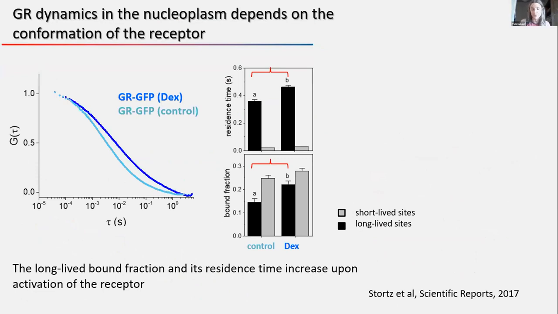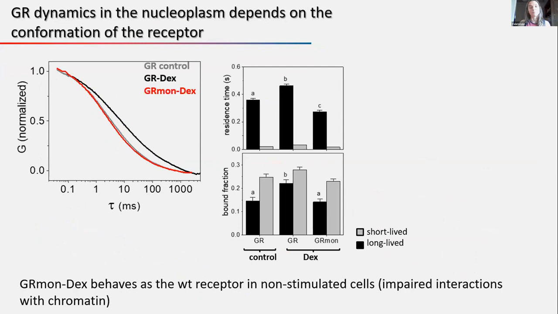So what happened with the monomeric version? Well, you can see here that the autocorrelation curve of the monomeric mutant is more or less the same as the control, as the GR in control cells. And when you do the fitting of this data, what you observe is that both the residence time and the bound fraction are very similar or very close to those measured in control conditions. So these results show that the GR-MON mutant behaves more or less as a wild-type receptor in non-stimulated cells.